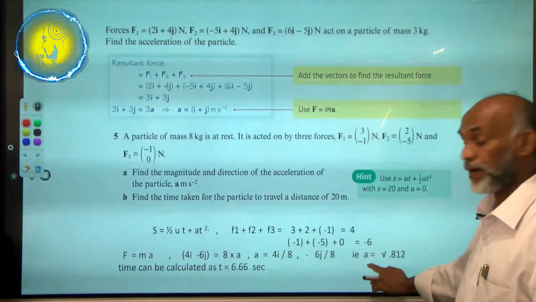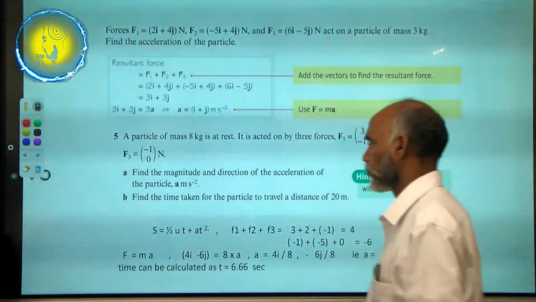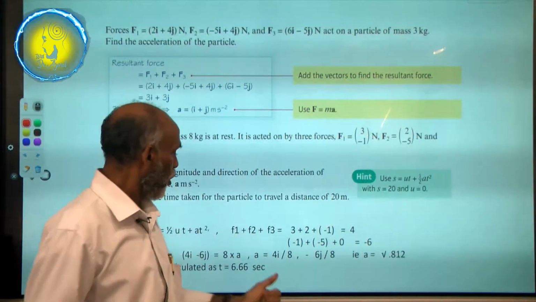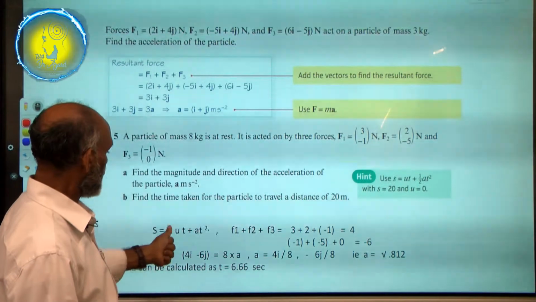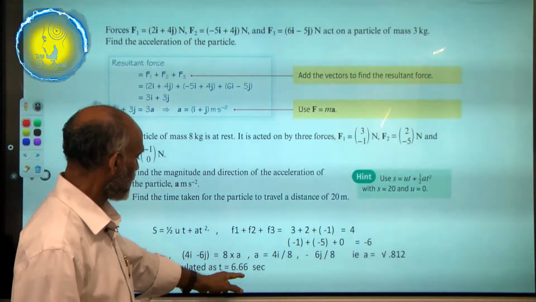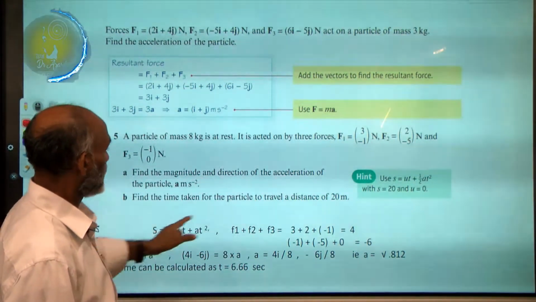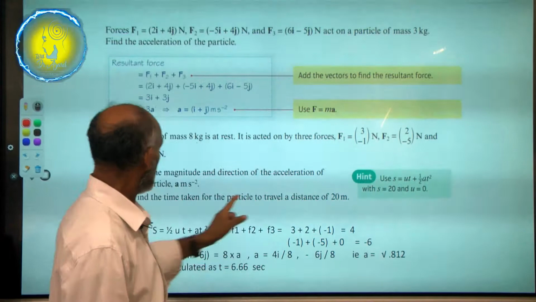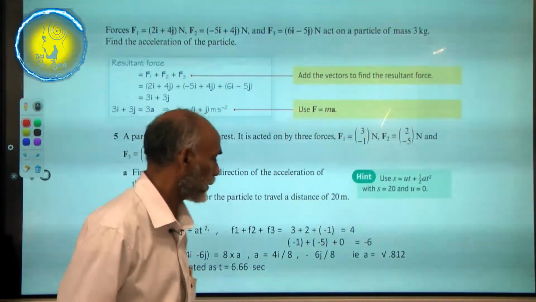Therefore, we can find the magnitude of the a is square root of 0.8. Time also can be calculated using the same application of this formula. Time is equal to 6.6 because we know the acceleration, we know the distance. Distance is 20 meters. Time taken for the particle to travel a distance of 20 meters.